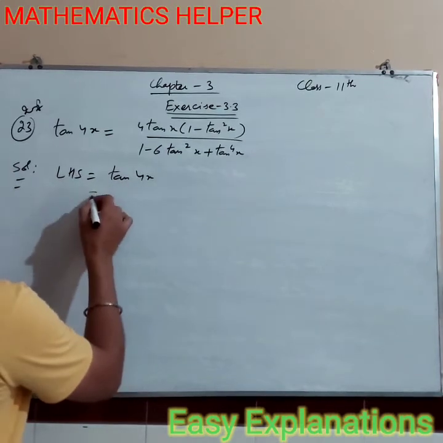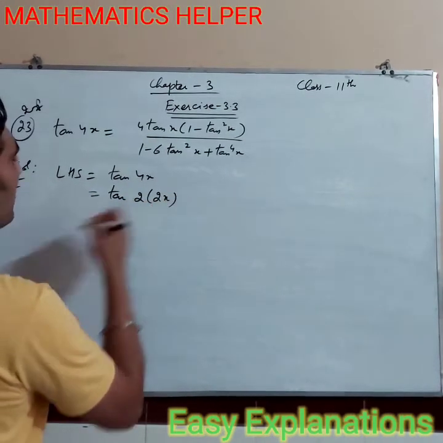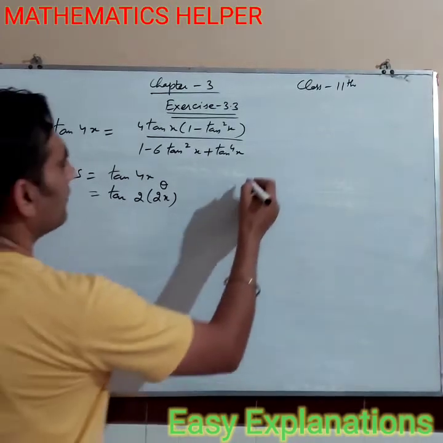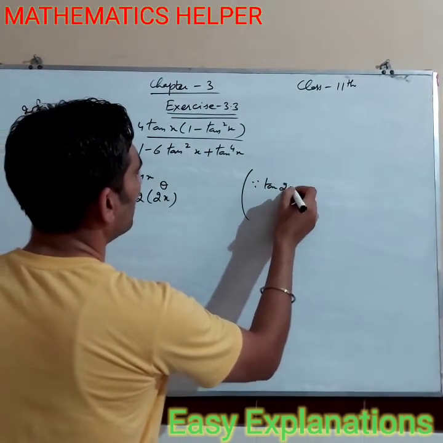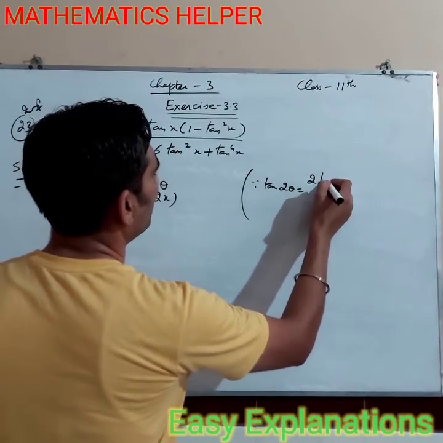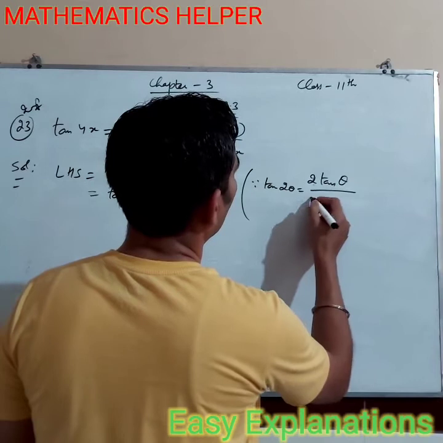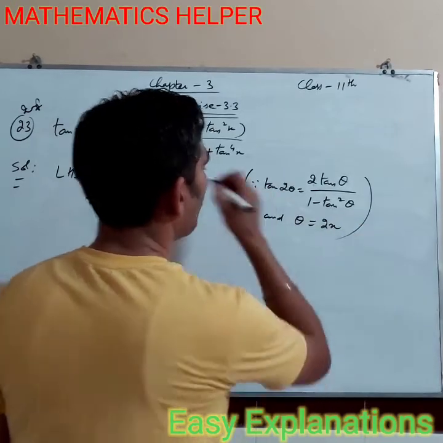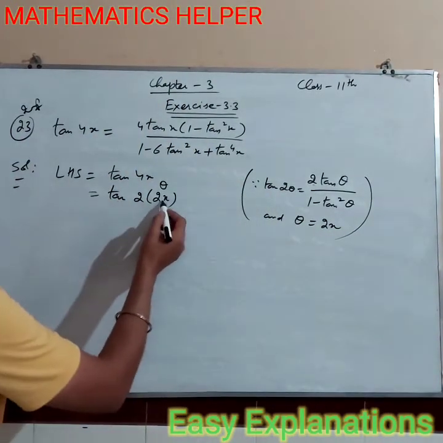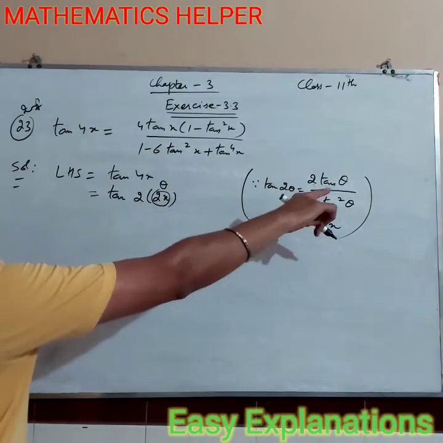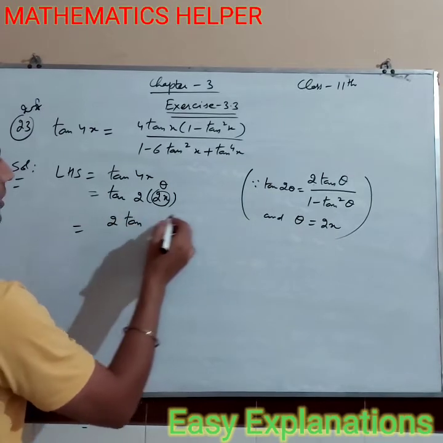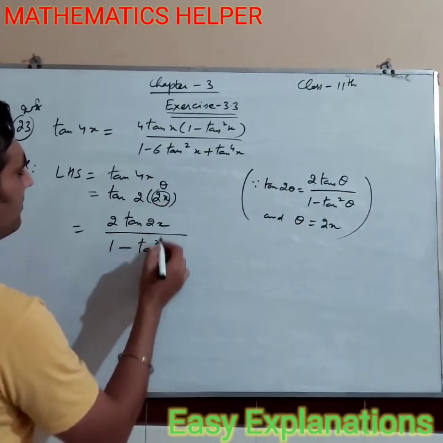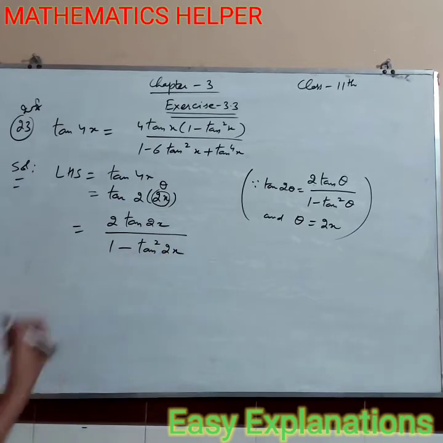And I can write this tan 4x as tan 2 times 2x and treat this as tan 2 theta. Means what is the formula for tan 2 theta? It is 2 tan theta over 1 minus tan square theta, and theta is 2x. So we have to follow this formula. Here you have double of this angle 2x. So we follow the formula. You have to write 2 tan of this theta, theta means 2x, over 1 minus tan square theta, theta means 2x. So we have this kind of situation.